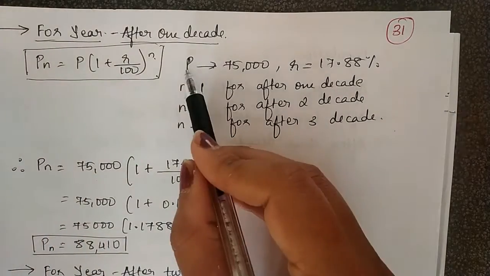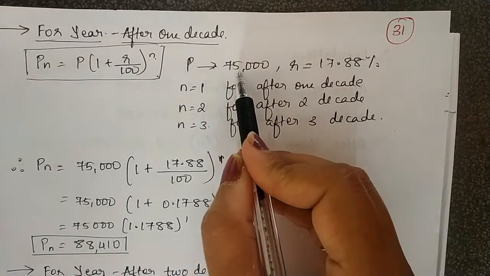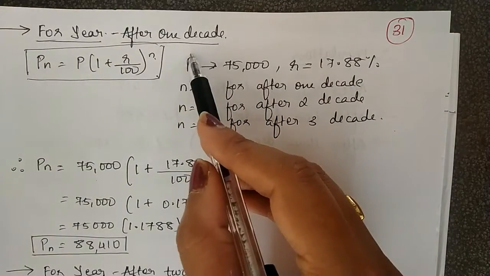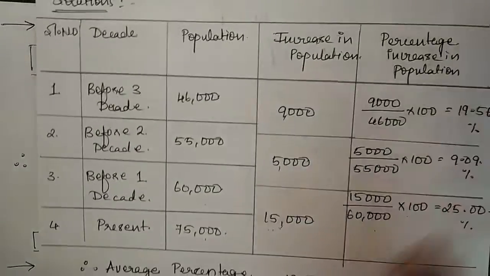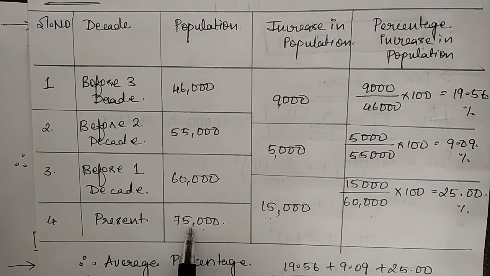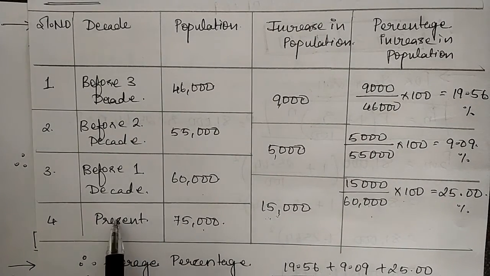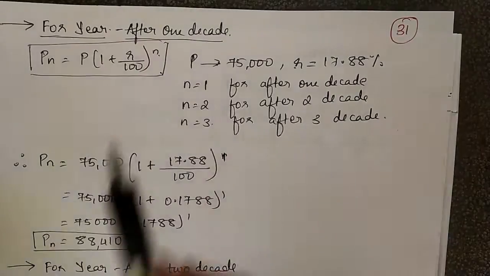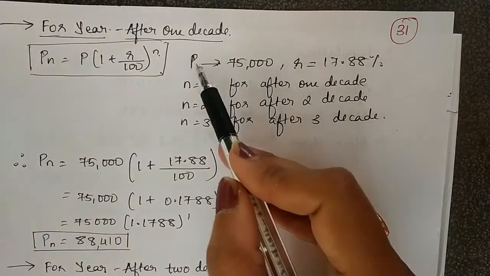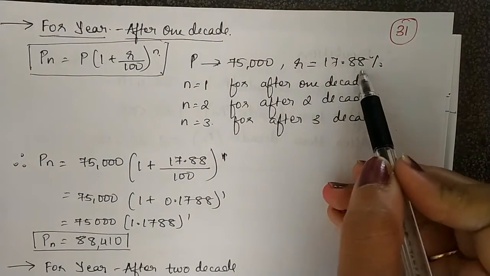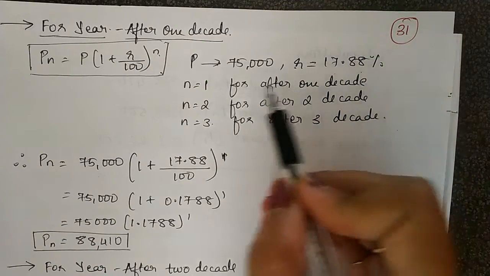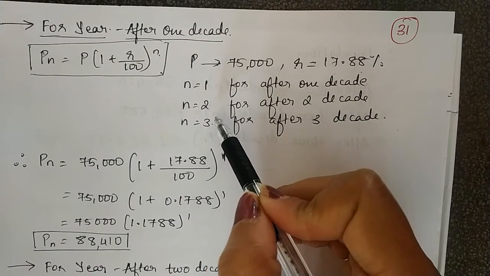So here, what is my P value? 75,000. Why 75,000? P is the present population. So what is my present population here? If you can see in the table itself, we have written present is 75,000. So P value is 75,000. Now this remains the same, isn't it? R value remains the same. Clear? Now N value changes for different populations.